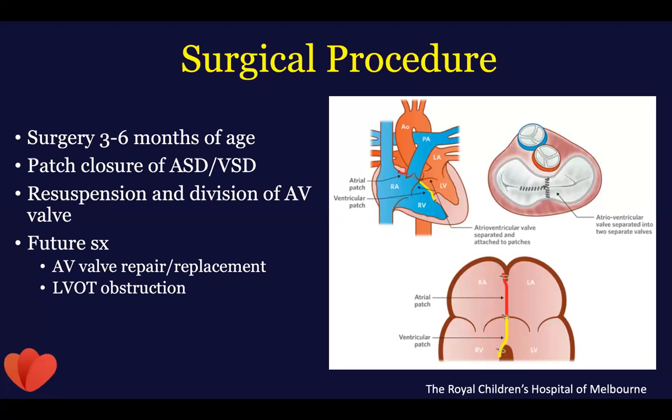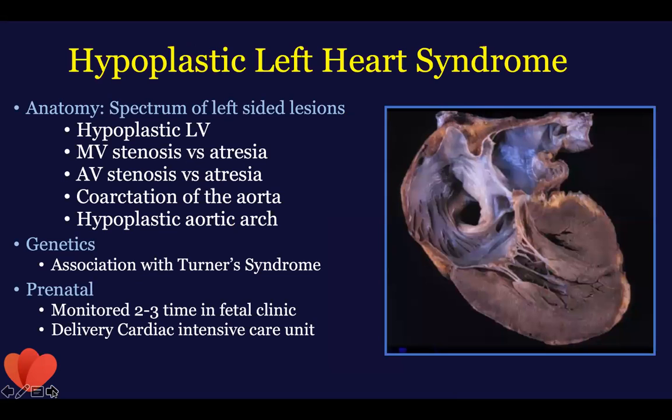Again, these patients overall do well. Future surgeries include left ventricular outflow tract obstruction or AV valve repair or replacement. So those are things that these kids are monitored for long term. So this is another congenital heart disease that is identified in the 4-chamber view: hypoplastic left heart.